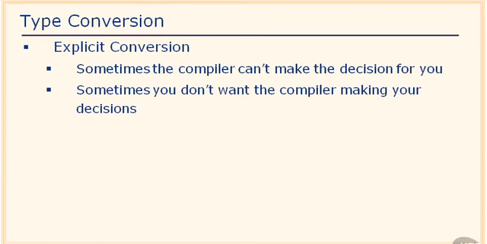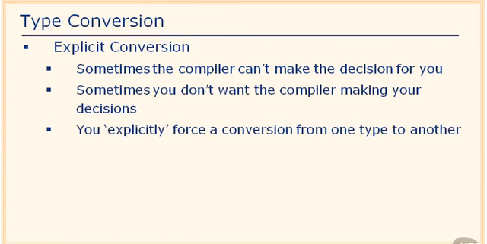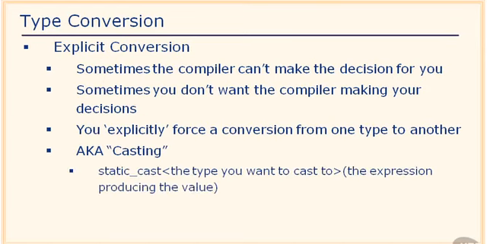Sometimes you don't want the compiler making your decisions for you. Sometimes it can't. So you explicitly force a conversion from one type to another. Now this is also known as casting. And you will hear and read out there about casting value types or casting types. This is what they're talking about.